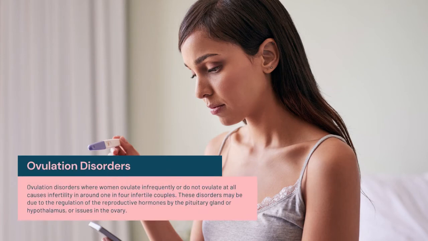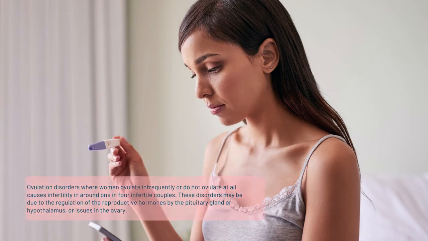Ovulation disorders. Ovulation disorders, where women ovulate infrequently or do not ovulate at all, cause infertility in around 1 in 4 infertile couples. These disorders may be due to the regulation of the reproductive hormones by the pituitary gland or hypothalamus, or issues in the ovary.